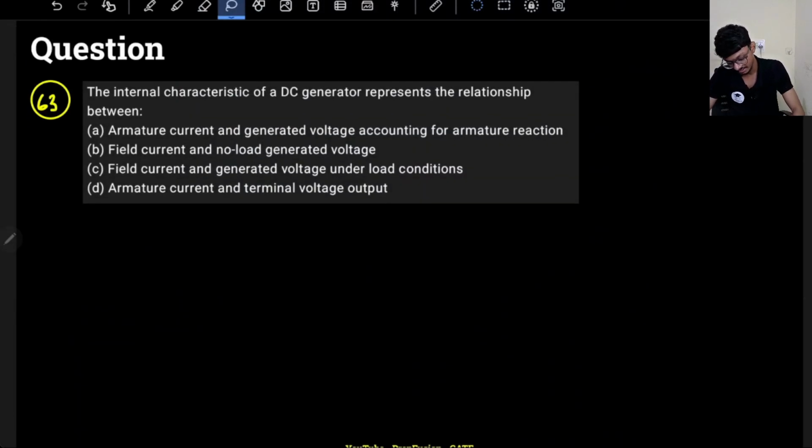The internal characteristics of a DC generator represent the relationship between the generated voltage and the armature current, or the load current, sorry. So it represents the armature current and the generated voltage accounting for armature reaction. Yes, it is correct, because you have to account for armature reaction as well. Armature reaction, why does it happen? Because my armature current is not equal to 0. Field current and no load voltage, no, this is the no load or open circuit characteristics. Field current and generated voltage under load conditions, armature current and terminal voltage output. Okay, so no, this is not correct. Armature current and terminal voltage, this is the external characteristics.